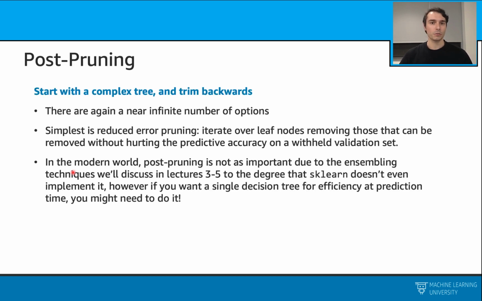So we just saw pre-pruning. There is also another version of this, which we call post-pruning. In this case, we start with a complex tree, then we trim backwards. There are again a near infinite number of options for this one, but the simplest one is called reduced error pruning. In this one, we iterate over our leaf nodes, then we try to remove them. We look at the validation performance. If it doesn't hurt the validation performance, then we remove those leaf nodes, and overall we have a simpler tree by doing that.